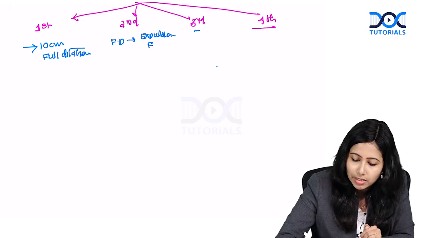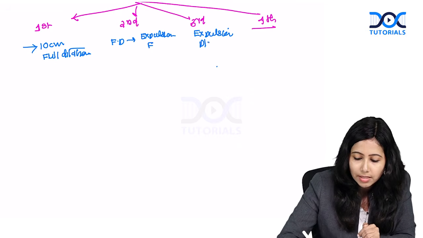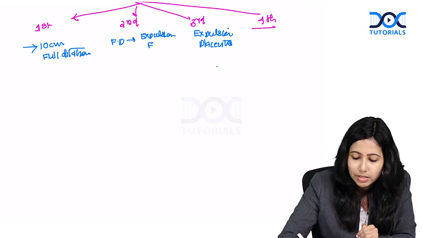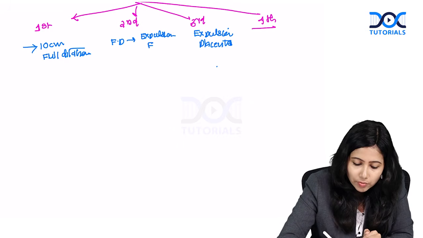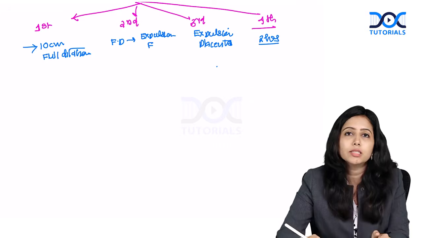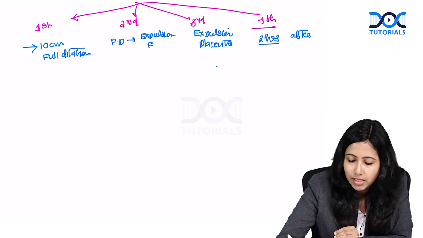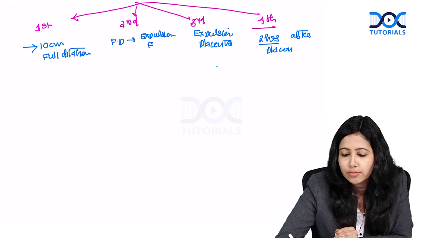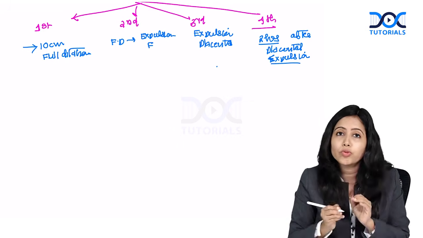Third stage is till the expulsion of the placenta is complete. Fourth stage is basically 2 hours after the placental expulsion. So, these are the 4 stages.